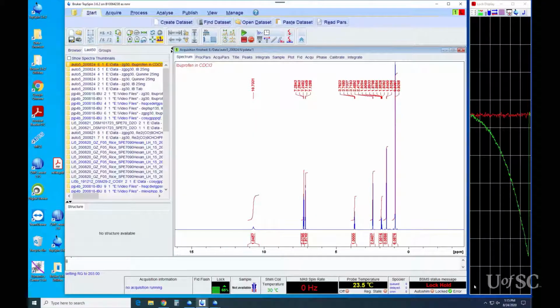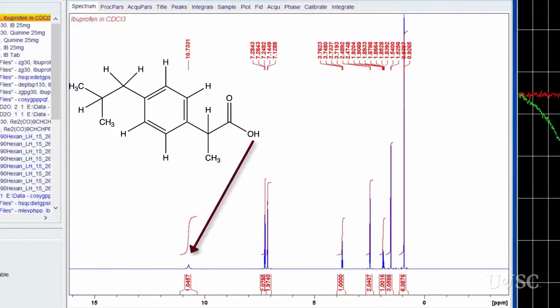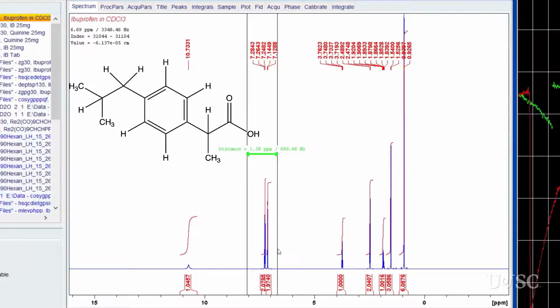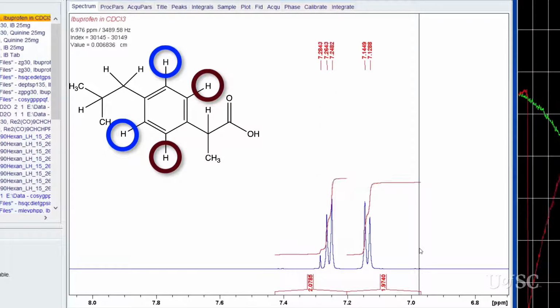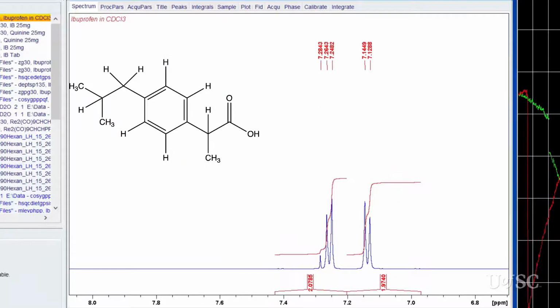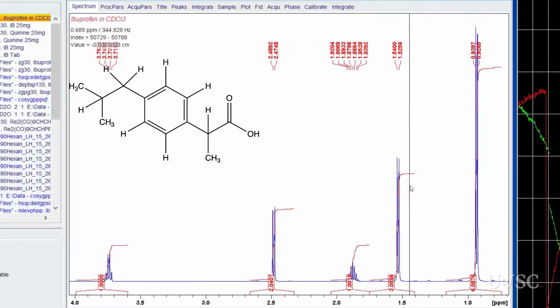This is the proton spectrum of the ibuprofen sample. It shows a peak for the carboxylic acid proton at 10.7 ppm. The para-substituted aromatic benzene ring has 2 pairs of chemically equivalent protons that fall between 7.1 and 7.3 ppm. The aliphatic region shows 5 chemical shifts that is consistent with ibuprofen.